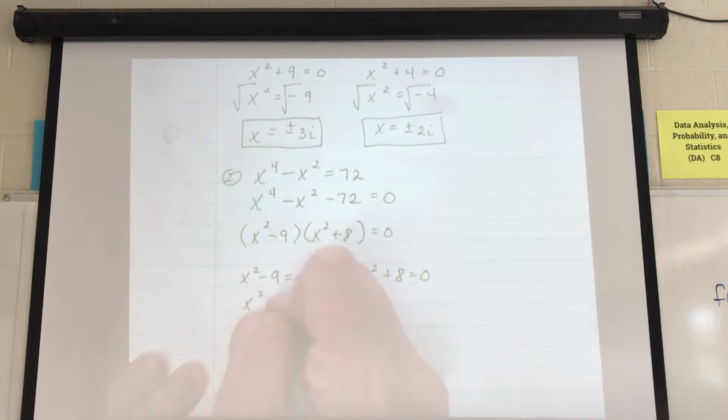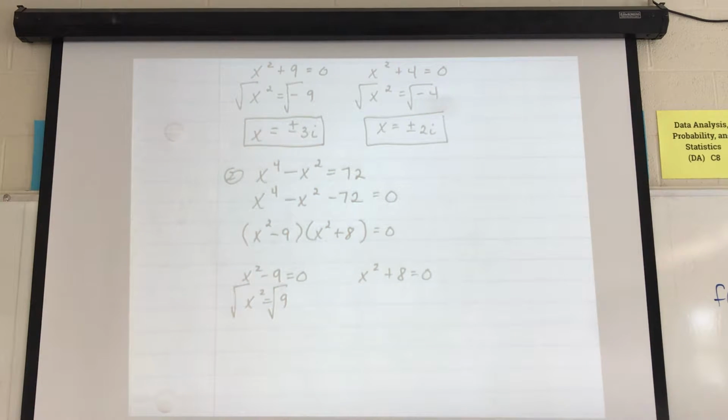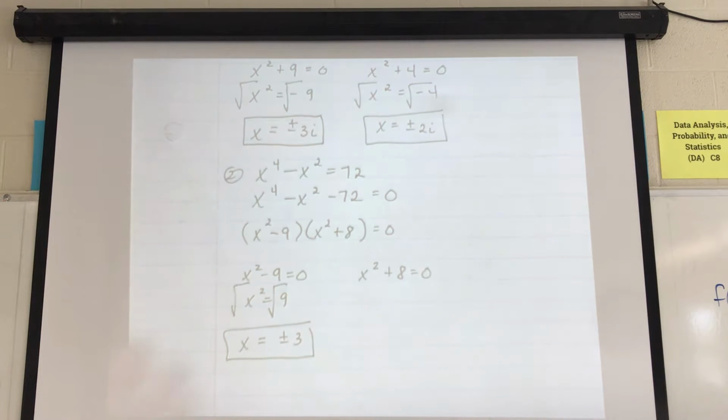Add 9. Take the square root. Don't forget the plus or minus. 9 is a positive perfect square. It's just plain old 3. Plus or minus 3. No i's. Wasn't negative.